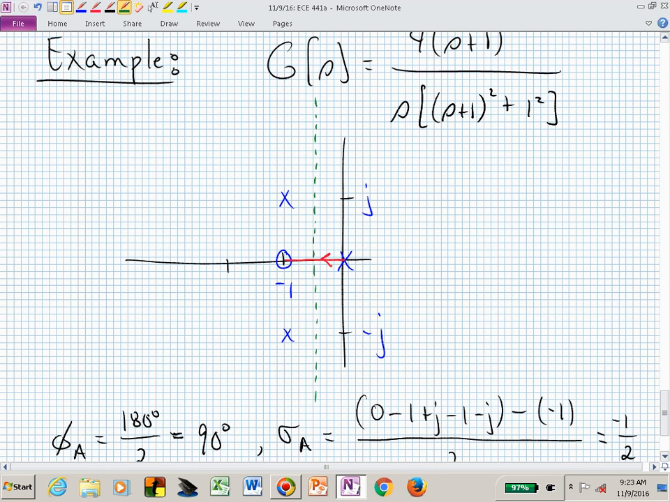The green dashed line represents our asymptote, with phi sub A equal to 90 degrees. Sigma sub A is -1/2, right? It's not degrees. What's degrees? Phi sub A, and it's at plus and minus 90 degrees. Now, what's happening to those asymptotes? Why did we sketch those?